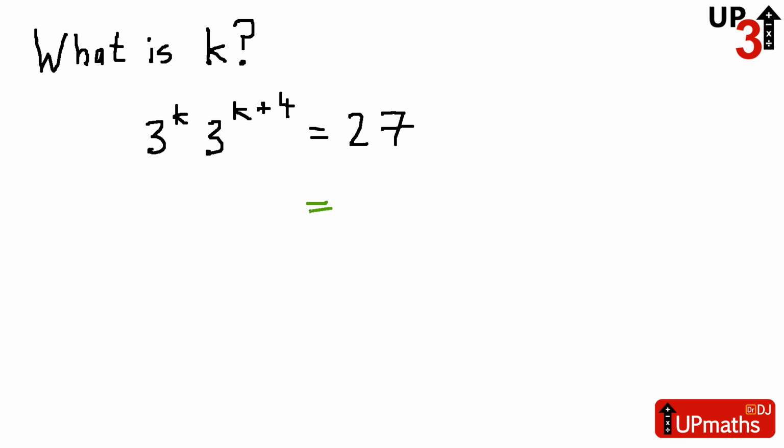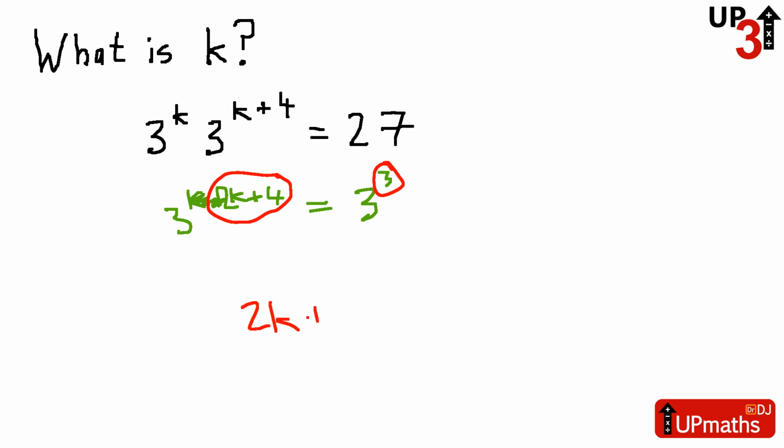I'm going to try and make both sides look the same so I can start solving by inspection. That's 3 cubed. That would be 3 to the k plus 4, which is just 2k plus 4, which means I can then solve by inspection, because I can look at this and go, well, these two bits must be the same. They have to be, because it's the only way that the equation can be true. So that means that 2k plus 4 equals 3, which means that 2k equals minus 1, because I take away 4 from both sides, which means k equals minus a half.